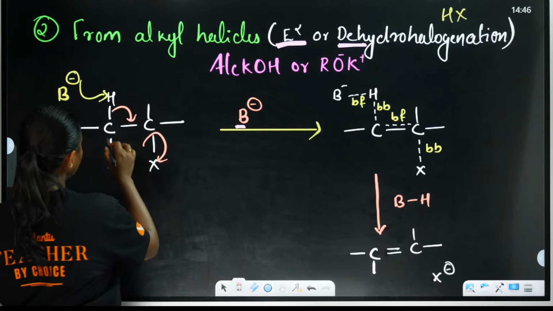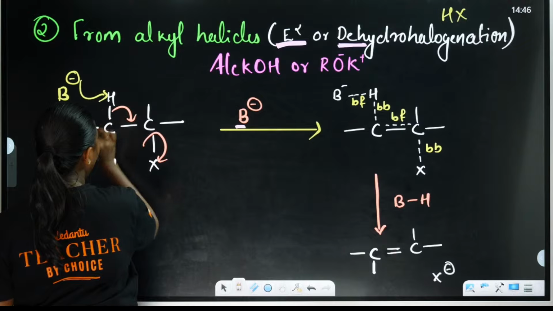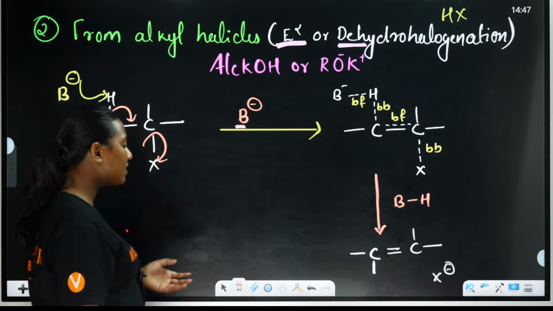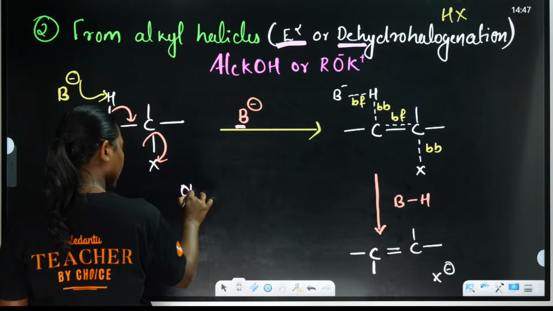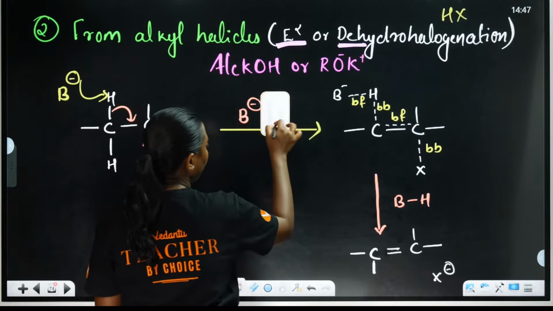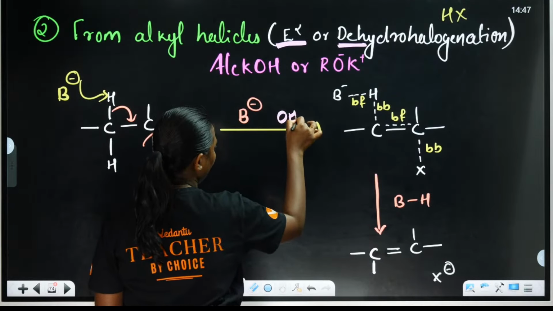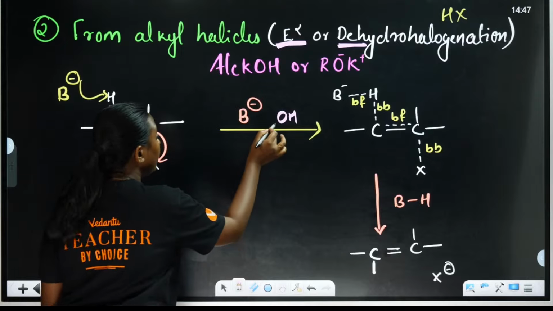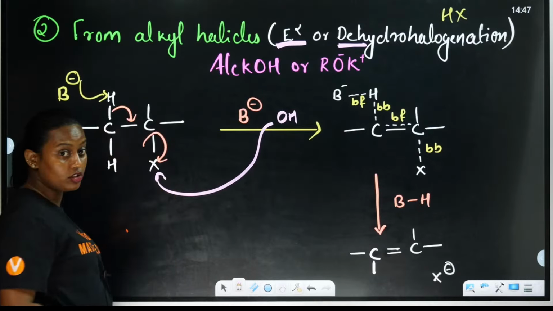So here you can see the base will attack hydrogen first. Base, in the sense, I will tell you, OH minus. I will write here OH minus. If you consider, yes, OH minus will attack halogen first.